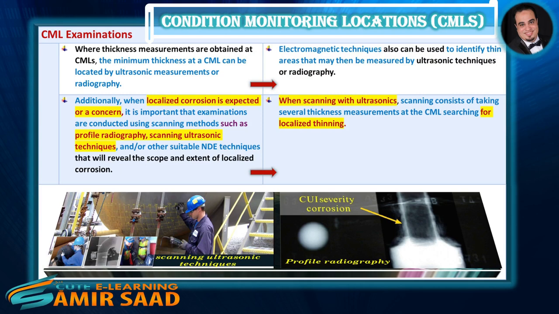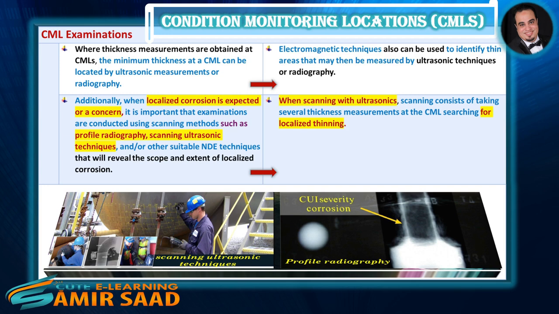CML examinations, where thickness measurements are obtained at CMLs. The minimum thickness at a CML can be located by ultrasonic measurements or radiography. Electromagnetic techniques also can be used to identify thin areas that may then be measured by ultrasonic techniques or radiography.